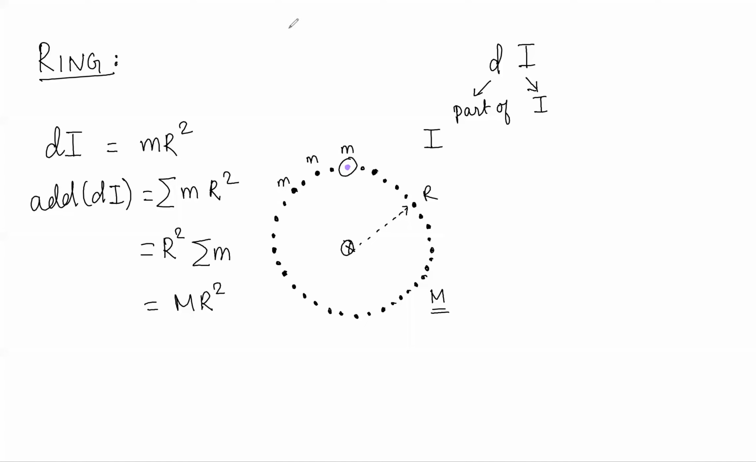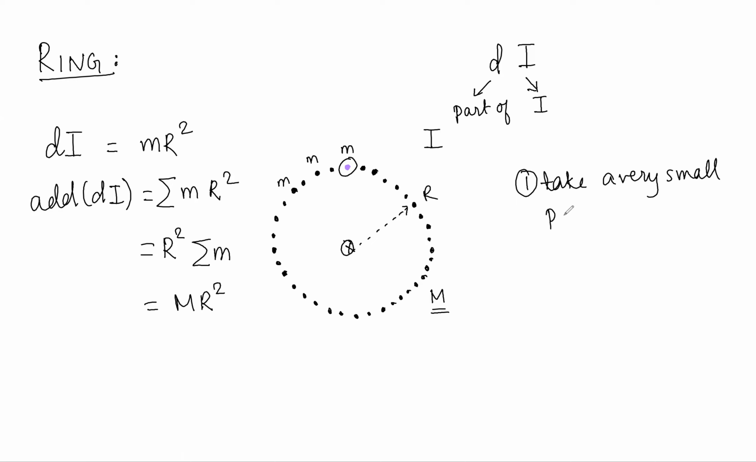Keep in mind, this is mathematics. You can do one thing in several different ways. The key idea here is to understand actually what is going on. You're taking a very small part of the ring. You're finding out its moment of inertia. That is the first step. You take a very small part.